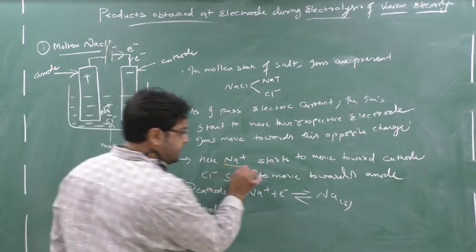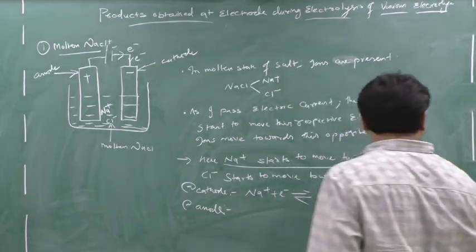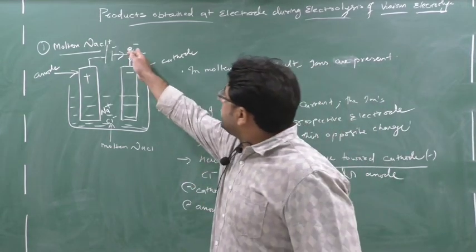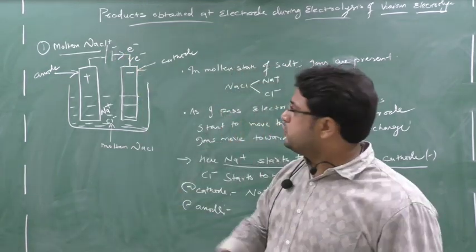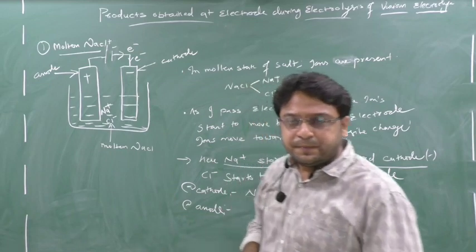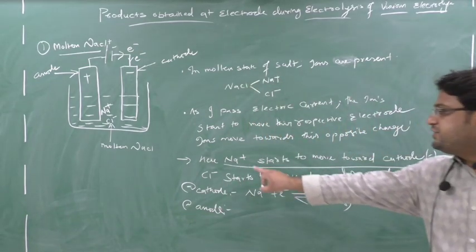Yes or no? See here Na plus starts to move towards the cathode. Why? Because here the cathode is a negative charge. And why is the cathode a negative charge? Because electrons are coming here. Yes or no? Where the electrons are, there will be a negative charge, so the opposite charge will be positive. So here Na plus starts to move towards the cathode because Na is having which charge? Plus charge.